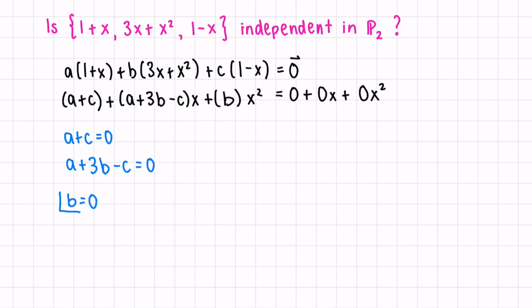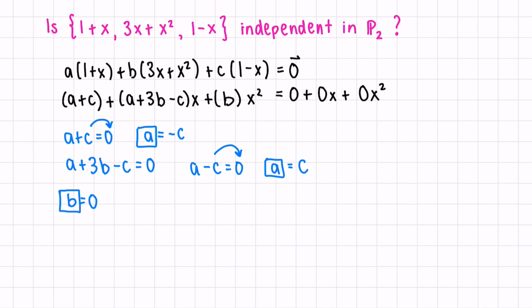Well, we already see b is 0, so let's plug that into the second equation. We get a minus c equals 0. Let's solve for a. a equals positive c. If we move it to the opposite side, we add c. And in the first equation, we get that a equals, if we move the c to the opposite side, negative c. So now we have a equals positive and negative c.